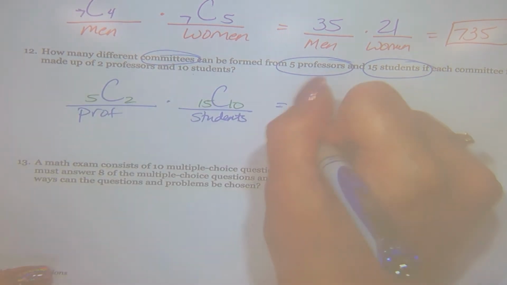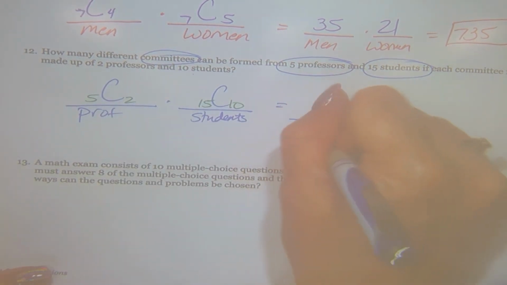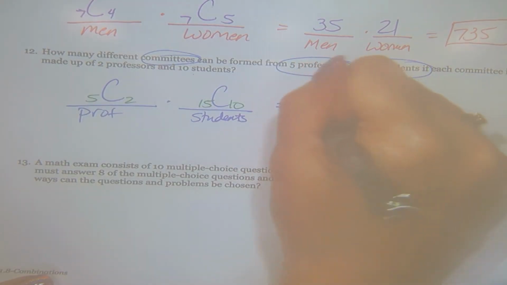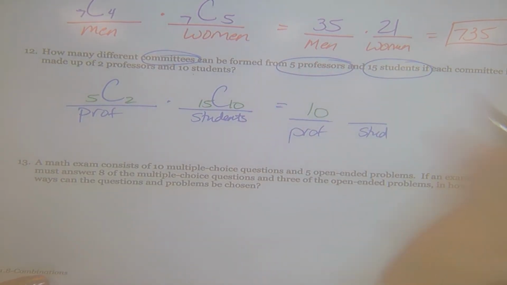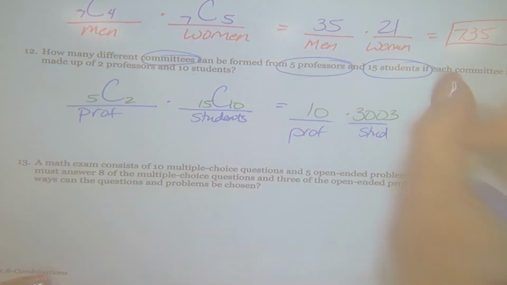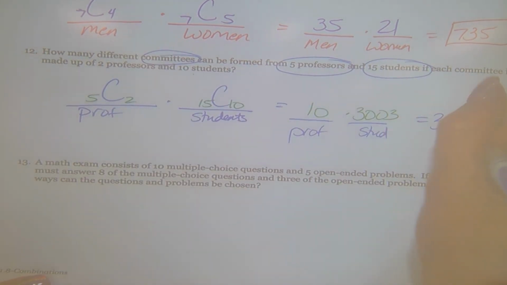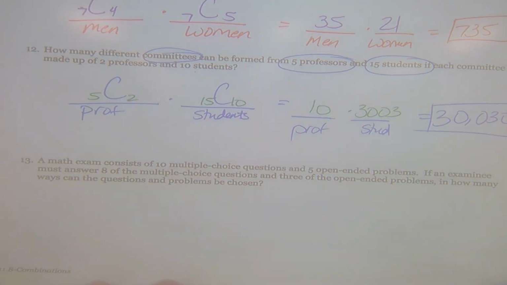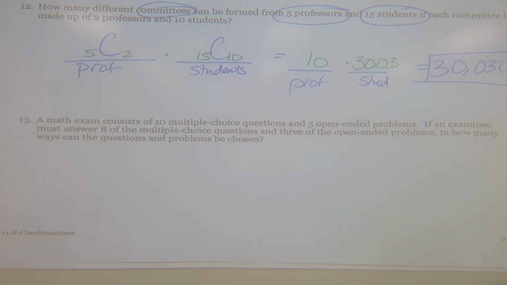When I work through that, I see that there are 10 different ways to choose professors for the committee, 3,003 ways to choose students for the committee, which comes out with a total of 30,030 different committees that could be selected. Order doesn't matter. So I'm doing combinations, not permutations. Read that next one and see what you can do with it.